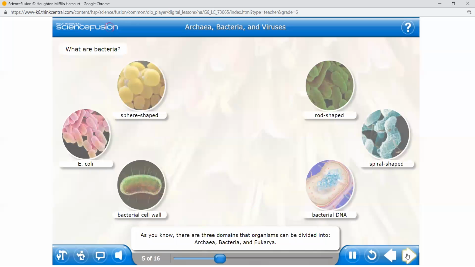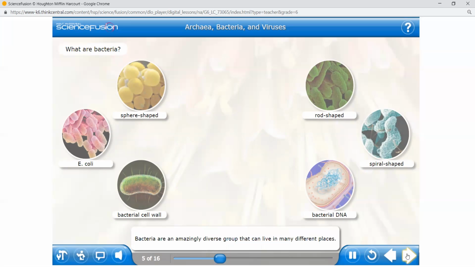As you know, there are three domains that organisms can be divided into: archaea, bacteria, and eukarya. Bacteria are a domain made up of unicellular prokaryotes that usually have cell walls and usually reproduce by cell division. Bacteria are an amazingly diverse group that can live in many different places.